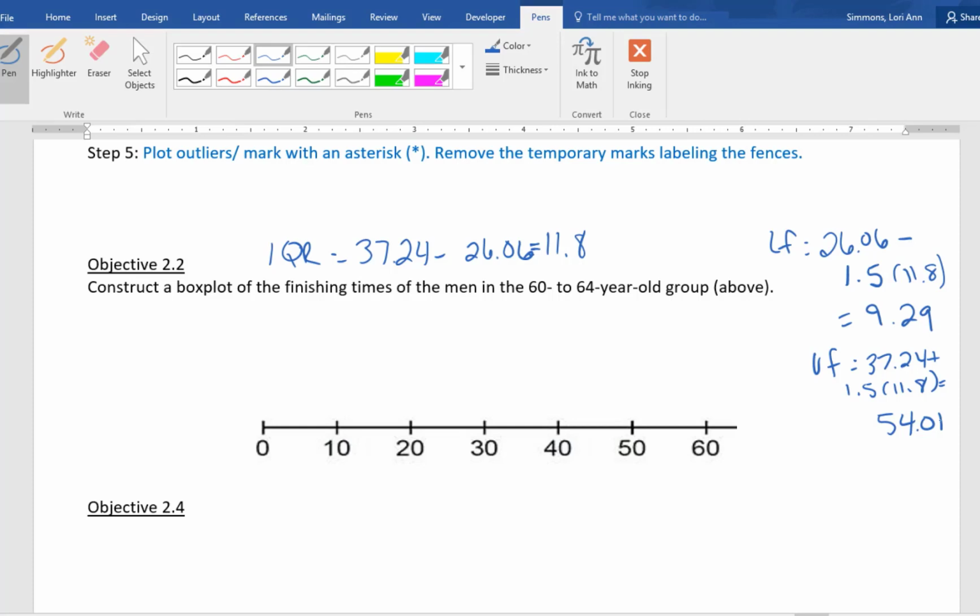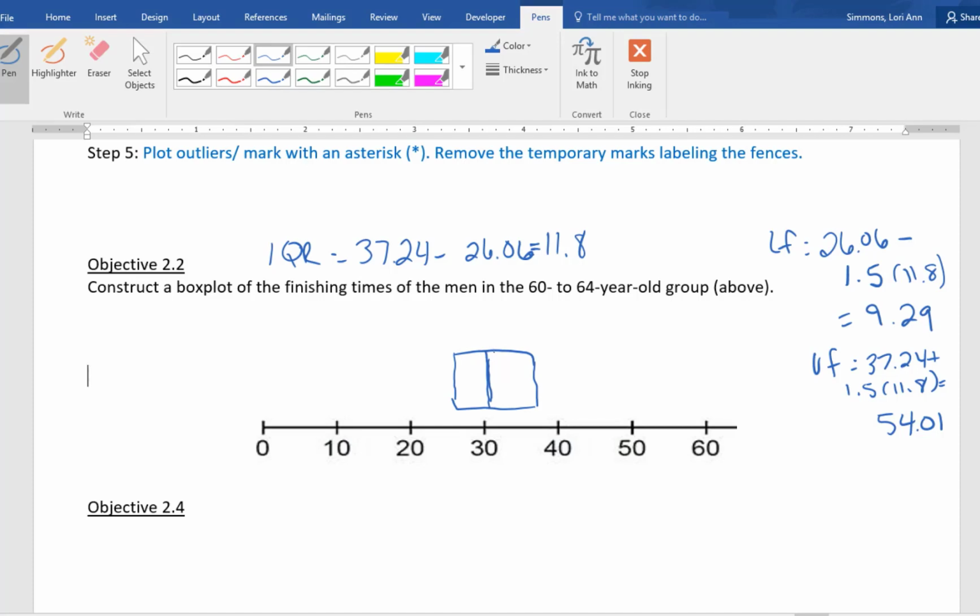Step 2 is to draw a number line long enough that covers the min and max, which this one does, and then insert vertical lines over Q1, M, and Q3. So Q1 was 26.06, so about there. The median was 30.95, so about there. And Q3 was 37.24. And then close this off, so draw a line.